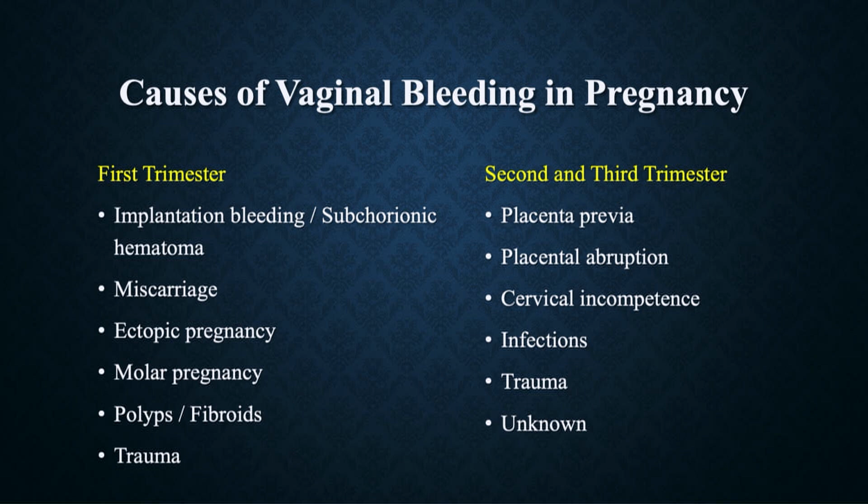Obviously, in the first trimester, the most common causes of bleeding are going to be bleeding during implantation early in the first trimester, what we call a subchorionic hematoma. We'll talk about failed pregnancies, ectopic pregnancies, and a discussion about molar disease. And of course, in the second and third trimester, we focus more on the placenta and looking for problems with the cervix.